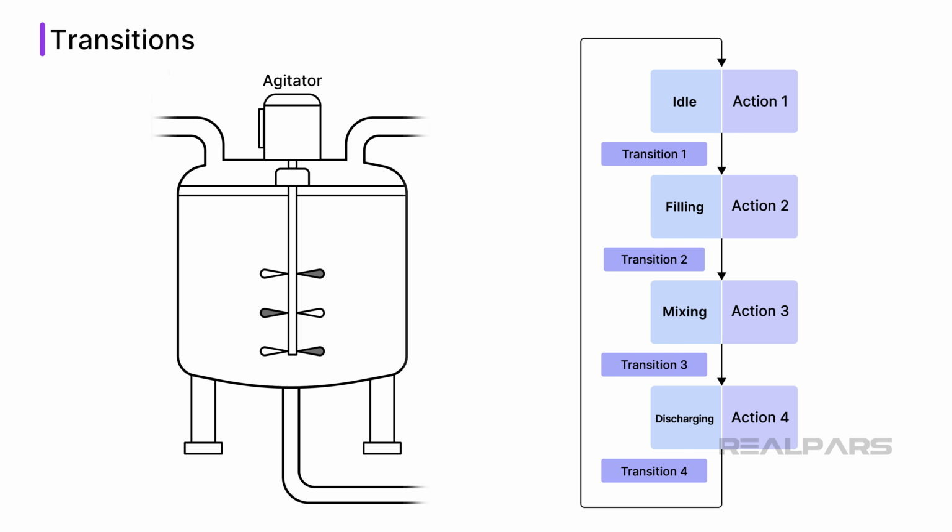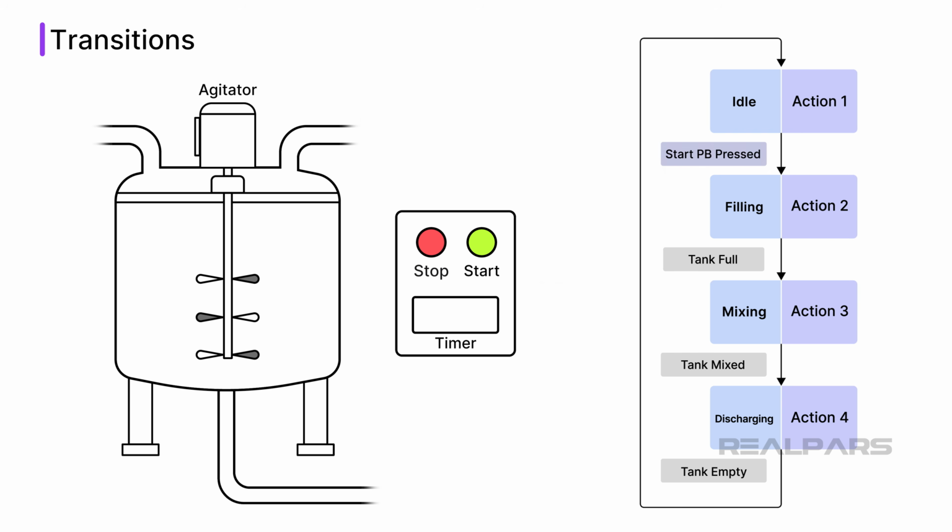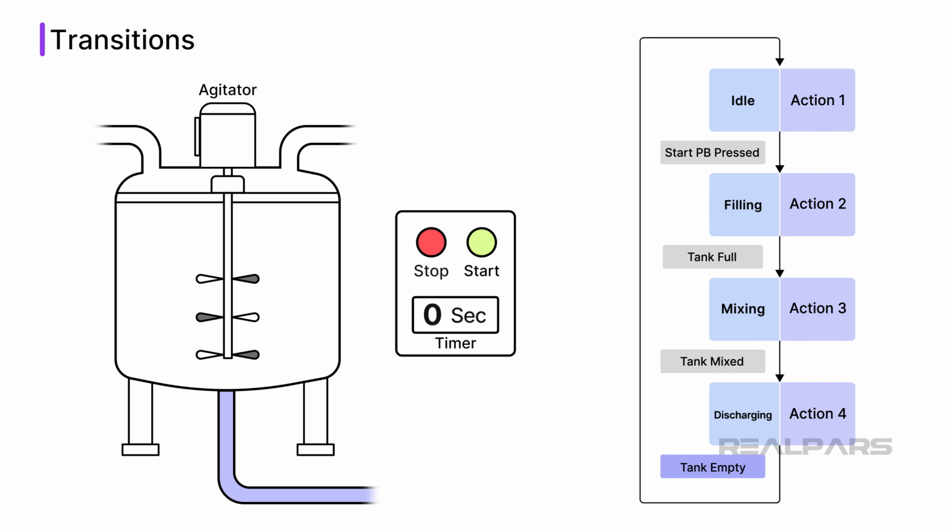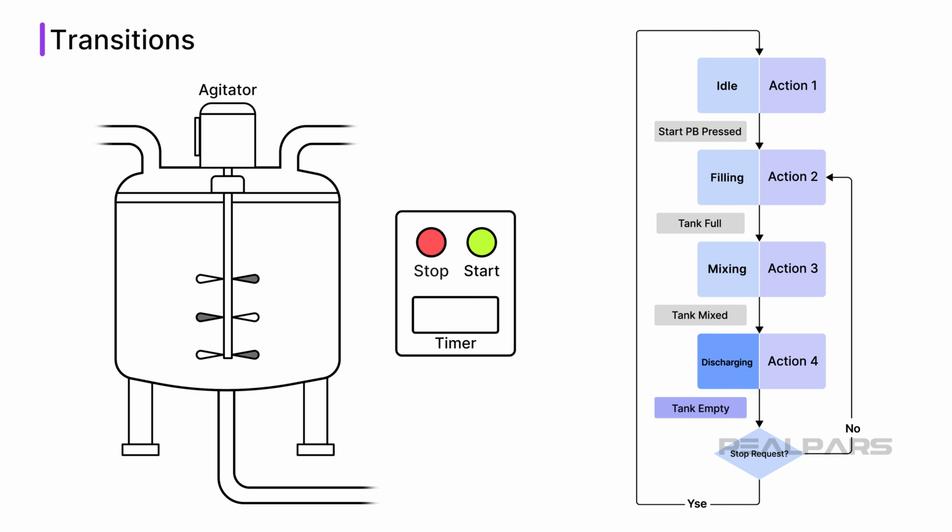Transitions define when the process moves from one step to another. In our mixing tank example, the process moves from the idle step to the filling step when a start button is pressed, from the filling step to the mixing step when the tank has been filled, and from the mixing step to the discharging step when the contents have been mixed. Finally, the process moves from the discharging step to the idle step if there is a stop request active. Otherwise, it moves to the filling step. As you can see, transitions can include conditions to affect which step is activated.